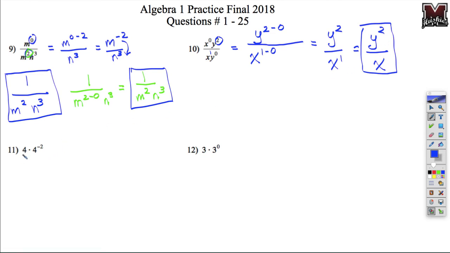So number 11, the trick for these is treating these numbers like variables. Whenever you see things with exponents, treat them like variables, and the problem will be a lot easier. So if I come over here, I'm going to rewrite this problem in terms of x's. That might help us see this better. This is x times x to the power of negative 2. If I treat them like variables, I use the same rule where I'm counting the number of x's. Well, I have an invisible 1 there and a negative 2 there. How many x's do I have? I have a total of 1 minus 2, or negative 1 x's. So this is equal to x to the power of negative 1.